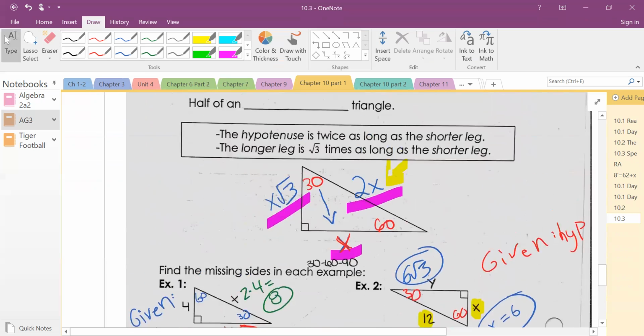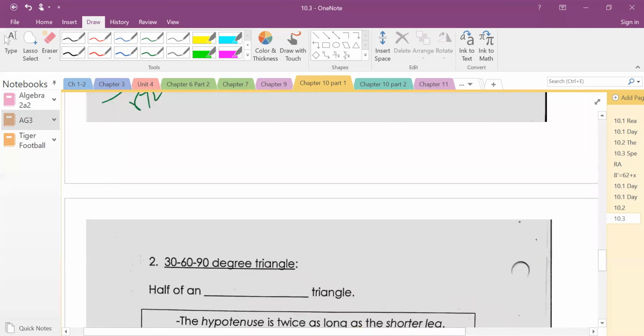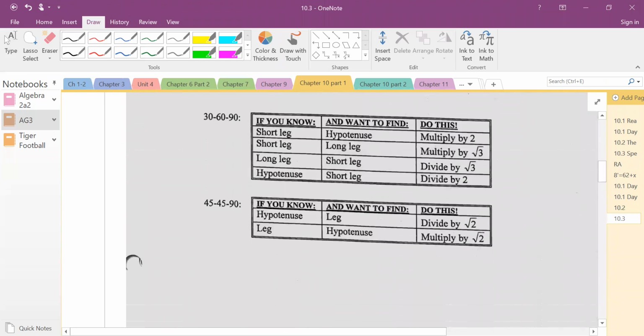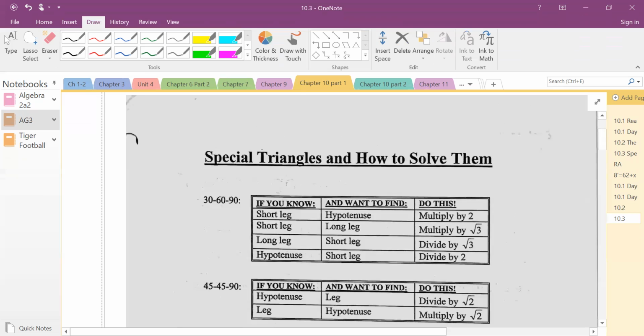Okay, these are going to seem weird. They're going to seem tricky. They're not. You just got to practice. The problem is you guys don't practice and you want to hop on Photomath. Don't do it. You learn nothing if you do that.